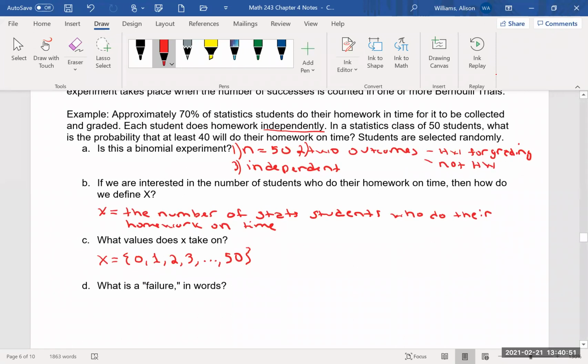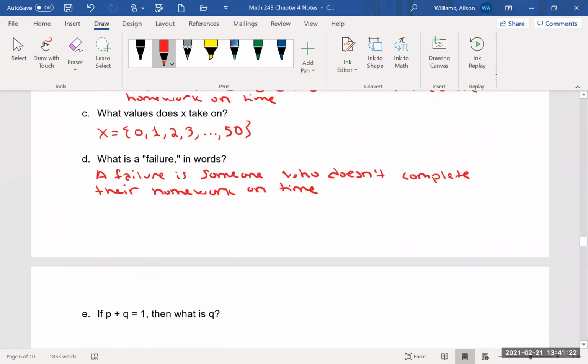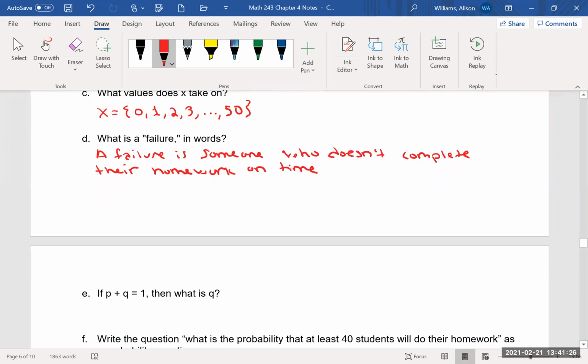Okay, so what is a failure? In this case, in words, a failure would be somebody who doesn't complete their homework on time for grading. And again, we're counting on time as so that they can receive a grade. Okay, so what is Q? And you might recall up at the top, Q is the probability of failure. So if the probability of success is 70%, then the probability of failure would be 30%. And notice that they wrote it out as P plus Q equals 1 because they're complements of each other. P being success and Q being a failure means that they are going to add up to 1.